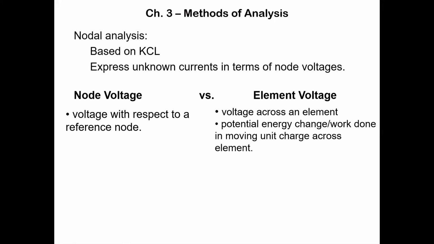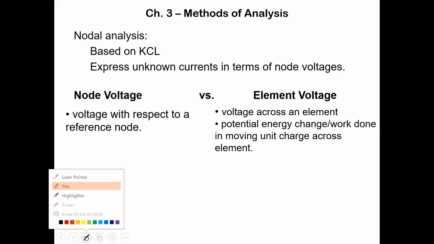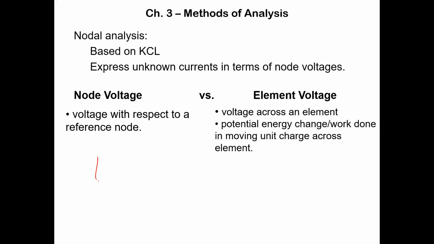I'm going to draw a little sketch here of a circuit. I'm going to do multiple different colors so you can contrast it all, right? So here's a simple circuit. It's a simple voltage divider circuit, right? It's a 12-volt source, and you've got a 2-ohm resistor, a 3-ohm resistor, and a 1-ohm resistor. And they're all in series.